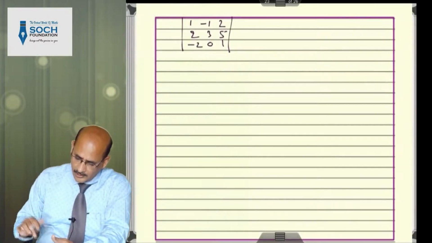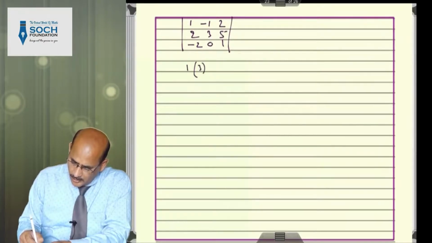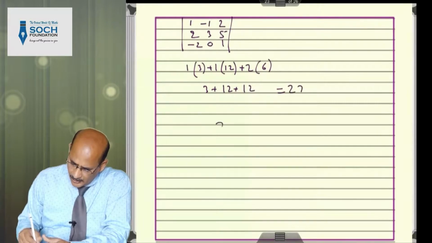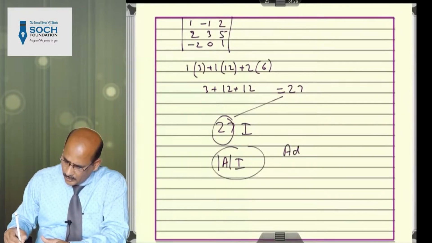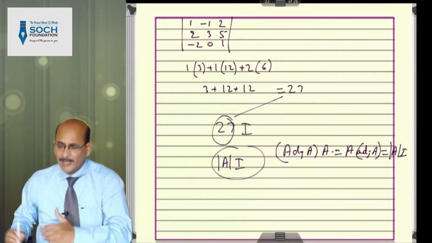Okay, now this is the thing. So let us find this: 1, then 3, then plus 1, then 2 plus 10, 12, then plus 2, that is 6. So see what happens over here: 3 plus 12 plus 12 is 27. And what you got? 27I. So what is this? Basically it is determinant A into I. Therefore, A into adjoint A is the same as adjoint A into A is the same as determinant A into I.